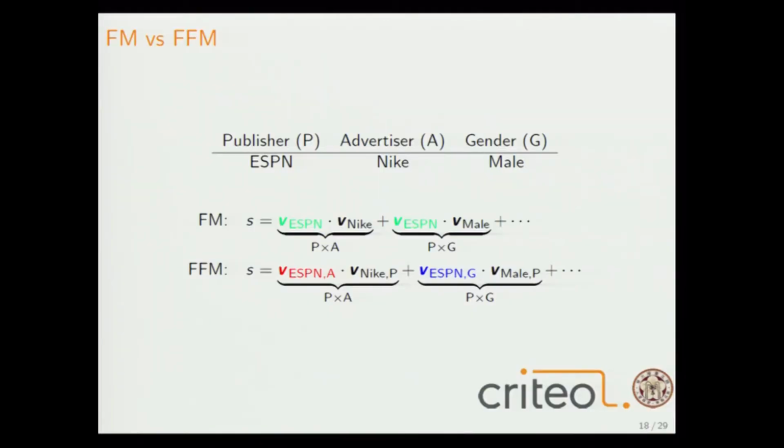And here we compare FM and FFM again. And this slide is the most important slide in this talk. So for FM, we only have one latent vector called ESPN, and it is used for both latent spaces. And for FFM, we have two latent vectors. And according to different latent space, we use a different latent vector.